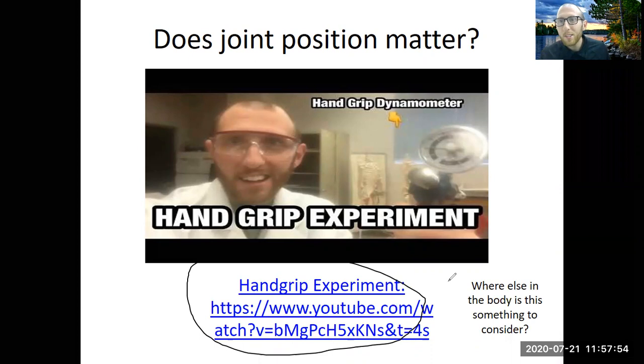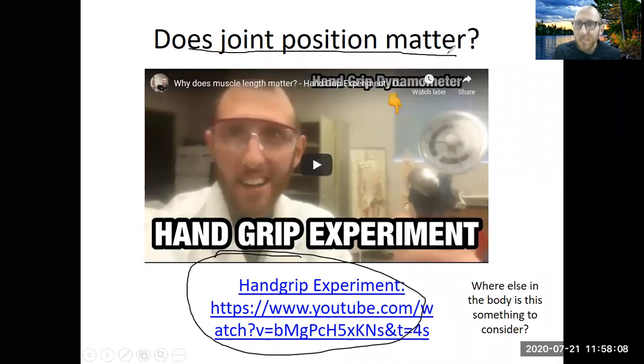This also references back to the question of lift with your legs, not with your back. Of course we lift with our back. Of course we lift with our legs. But it's about putting your joints in the proper position so that the muscles are the proper length, and there's the overlap between the thin and thick filaments of the sarcomere to produce the most force. So check this video out and then jump back to this PowerPoint.